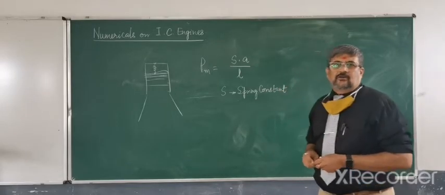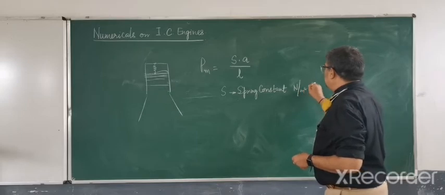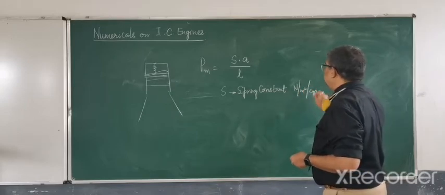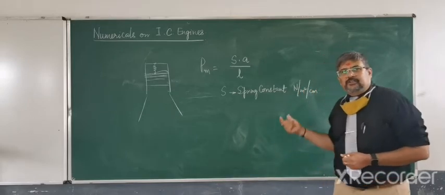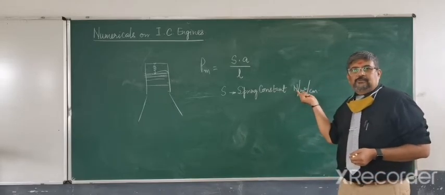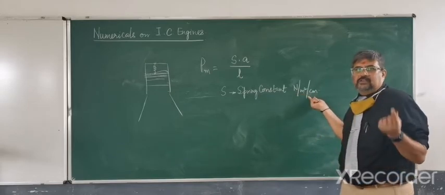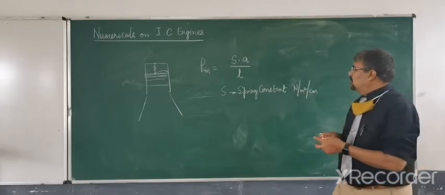and normally the spring constant will be in Newton per meter square per centimeter. That is, a pressure of so many Newton per meter square has to be applied to the spring in order to make it deflect by 1 centimeter. That is why it is written in this manner.